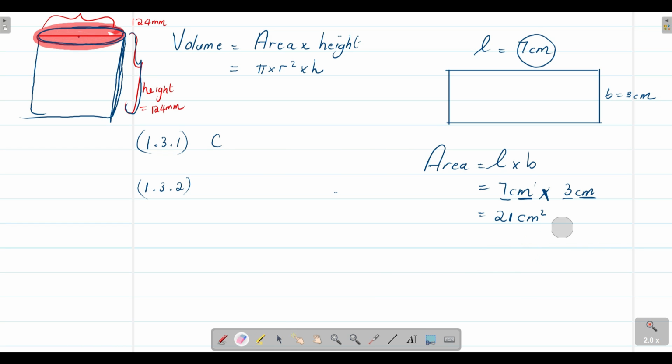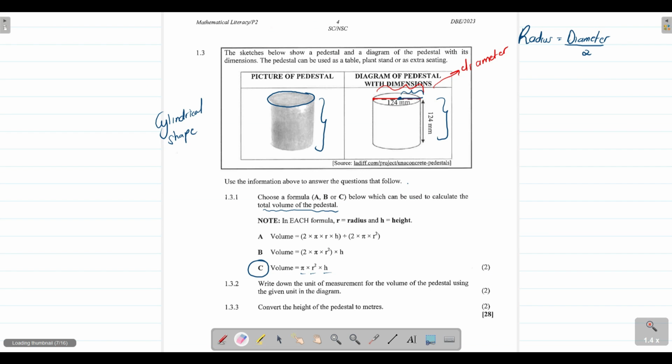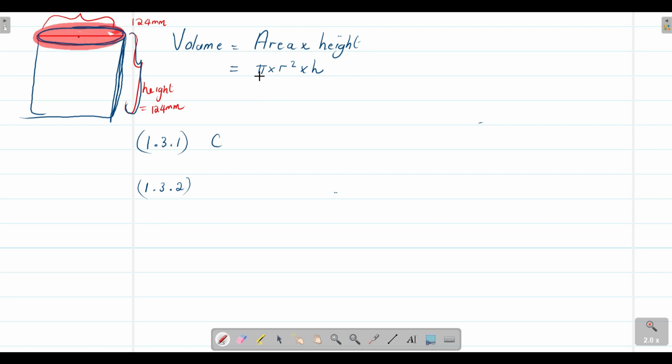So that is basically what this question is asking us, in the case of calculating the volume of this cylindrical pedestal. What is the unit of measurement of volume for the volume of the pedestal using the given diagram? In this case, we were calculating volume using which units? We're using millimeters. Remember we said volume is equal to the area multiplied by the height.